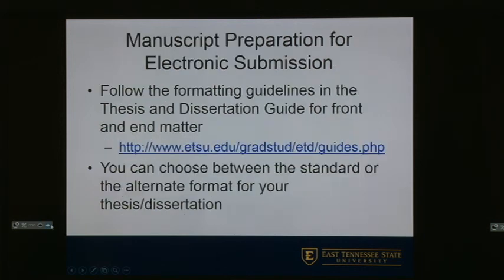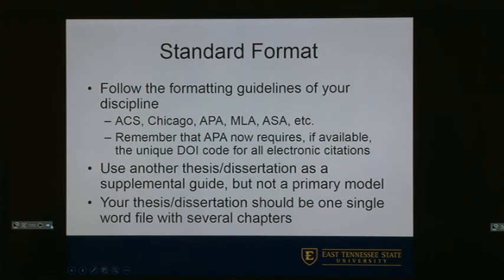Okay. So follow the formatting guidelines from the thesis and dissertation guide for the front and end matter. You can choose between the standard and the alternate format. The standard format is essentially 4 or 5 chapters, starting with your literature review, but the specifics to each chapter depend on your program. The alternate format is Chapter 1 literature review, Chapter 5 summary discussion, and the middle chapters are manuscripts of your published papers in manuscript form for those publications.